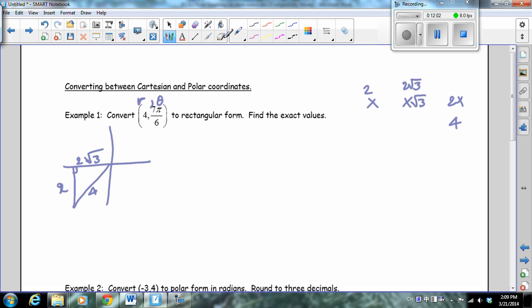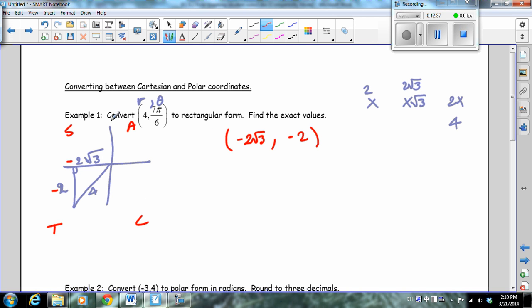Now, the position tells me, All Students Take Calculus, the only thing that is positive in this one is the tangent. Everything else must be negative. Or you just look at it. It's going down, negative. Going to the left, negative. The hypotenuse is always positive. So, at this point, in order for you to find the x and the y coordinates, you will say here is -2 square root of 3 and -2. Those are your x and y coordinates.